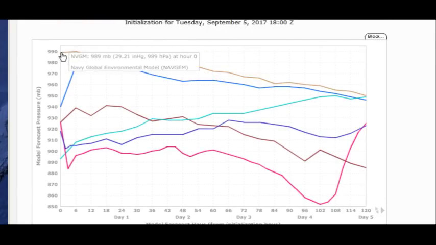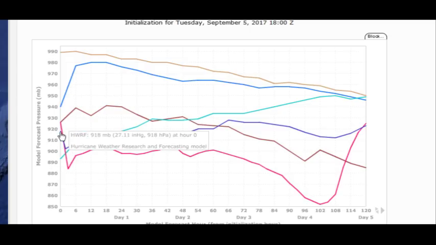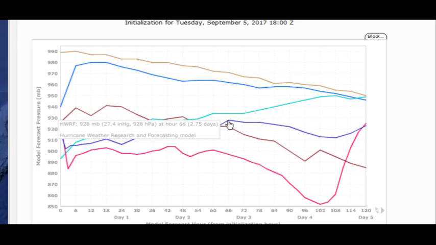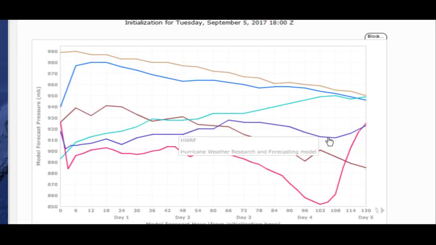Starting pretty high. I don't know why it's starting at 990 there. The HWRF, that's closer to the central pressure there, and going for a gradual filling up to about 925, 930, and then we see some intensification as it gets out into the waters north of Cuba. So you see that drop right there in the HWRF back down to 912, so that's going to be a pretty serious storm. This is at the 100 to 108 hour point.